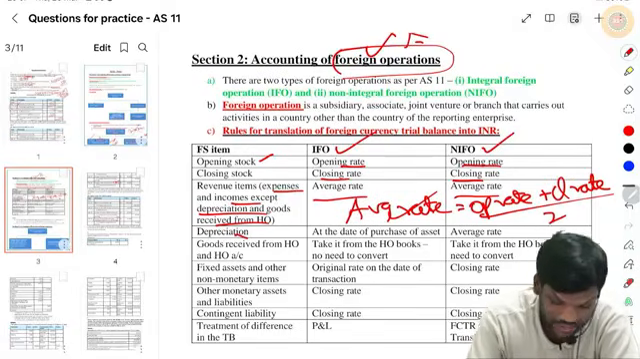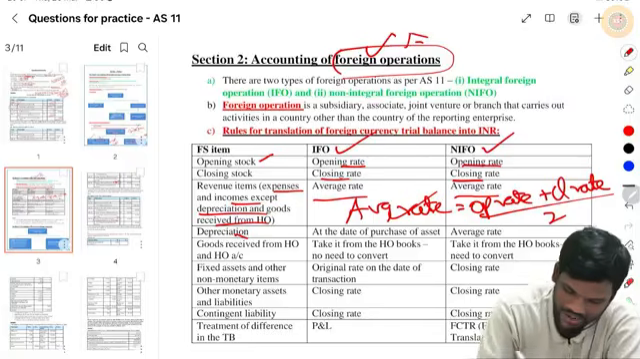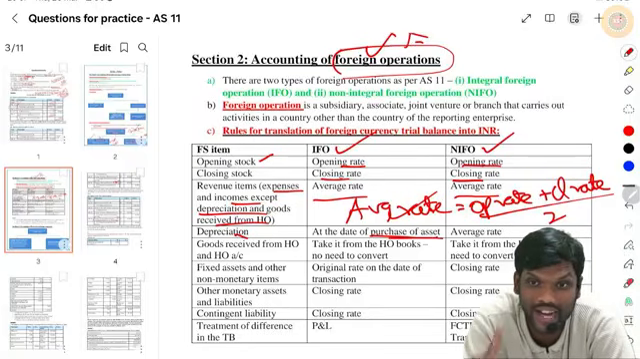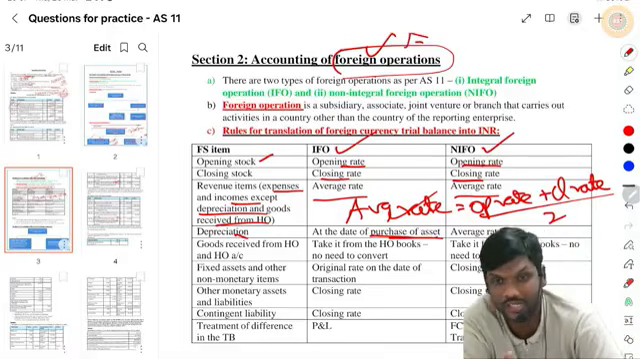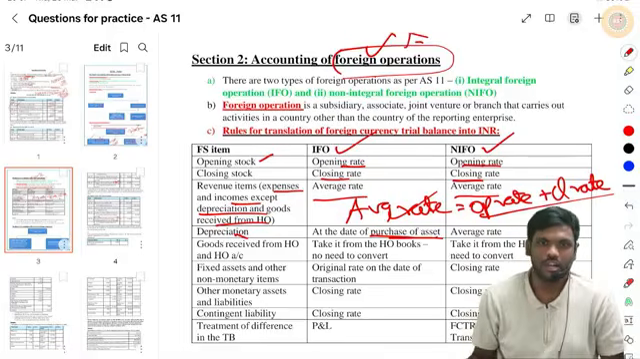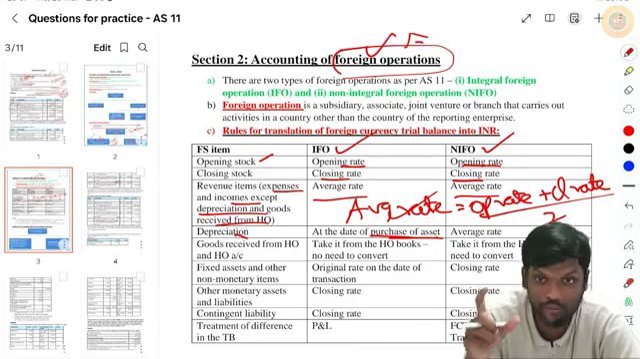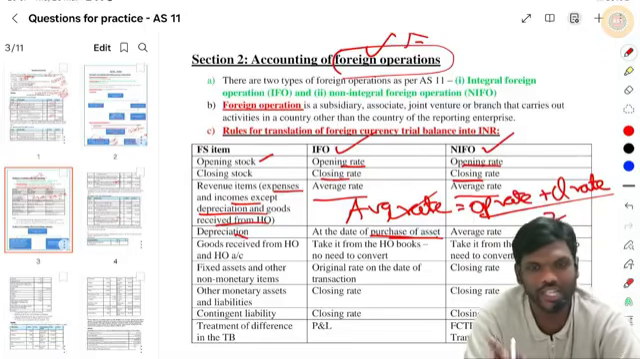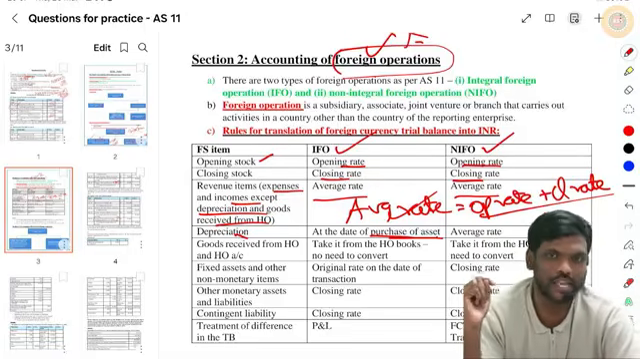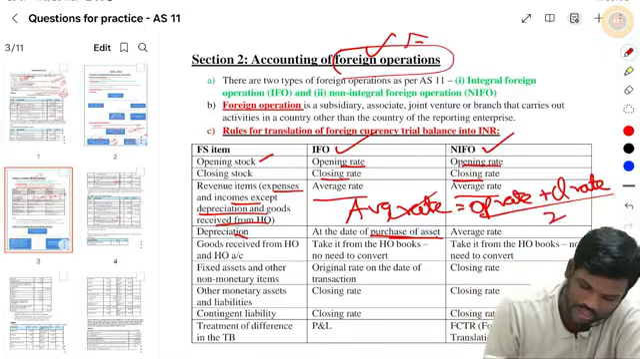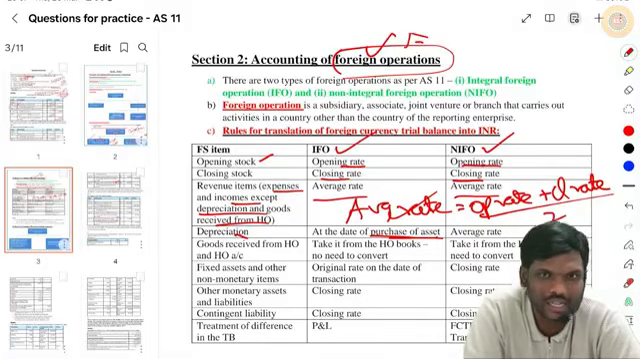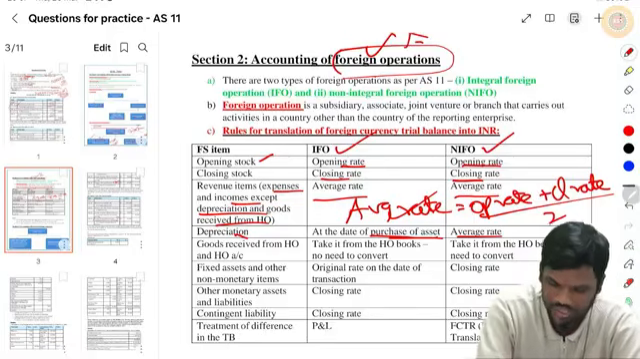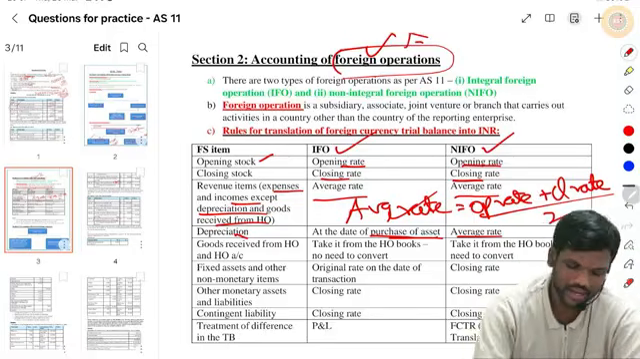Depreciation, we excluded depreciation above. Depreciation for IFO, we have to use the exchange rate on the date on which we purchase the fixed asset on which you are charging the depreciation. Remember, if it is IFO, for that fixed asset, when we purchase, there will be an exchange rate. Using the same exchange rate, we have to convert this foreign currency depreciation to INR. So if it is IFO, use the exchange rate as at the date of purchase of the asset. If it is NIFO, non-integral, you will convert still using the average rate.